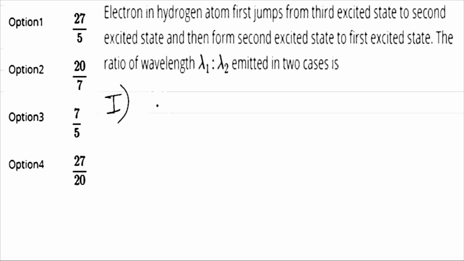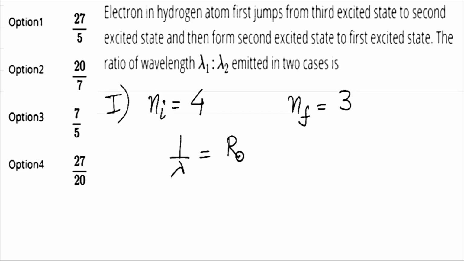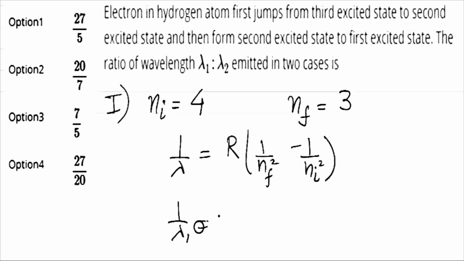In the first case it is written that the electron jumps from the third excited state, that means the initial state is 4, to the second excited state, that means the final state is 3. So we can easily find lambda by the relation 1 upon lambda is equal to R times 1 upon nf square minus 1 upon ni square. So 1 upon lambda 1 comes out to be equal to R times 1 upon nf square, that is 9, minus 1 upon ni square, that is 16.